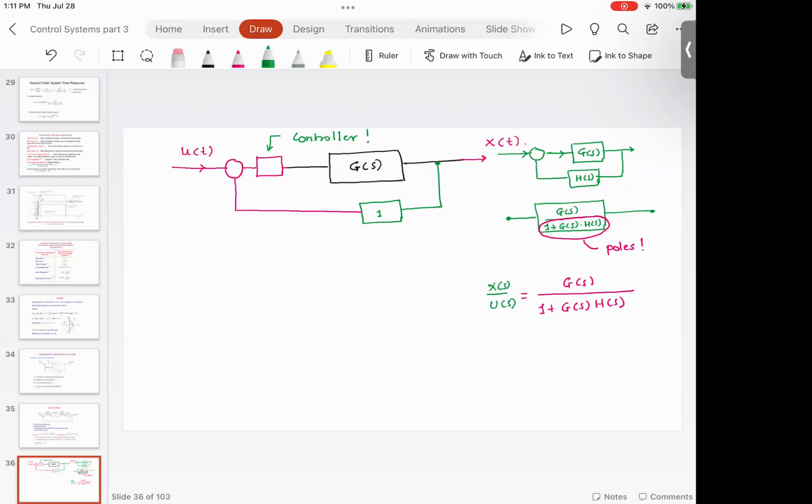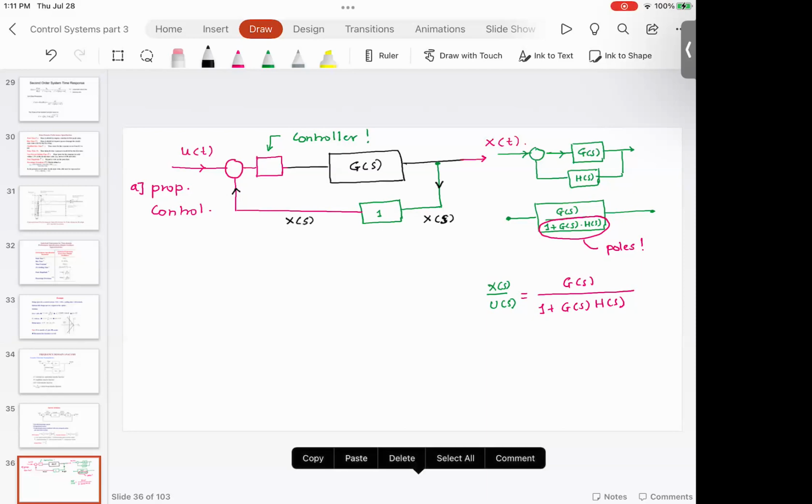Now, what does this controller do to our closed loop transfer function? I'm going to start with a very simple case. Imagine I'm going to use a proportional control. What do I mean by proportional control? Proportional control means if I sample this x of t over here, the same x of t, or x of s for that matter, let me be clear, x of s comes here.